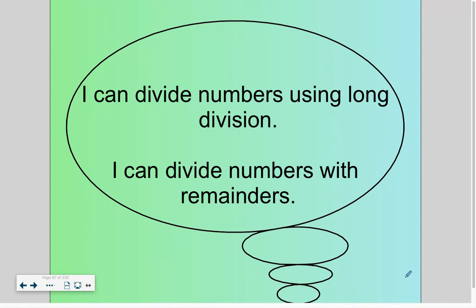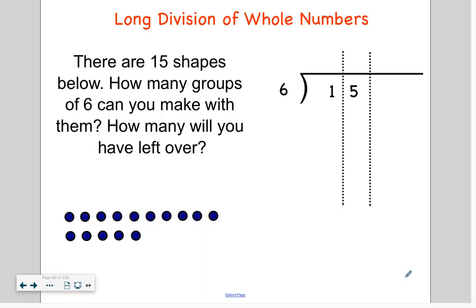Hello. Today we are going to learn how to divide numbers using long division when our answer has remainders. There are 15 shapes below. How many groups of 6 can you make with them? How many will you have left over?